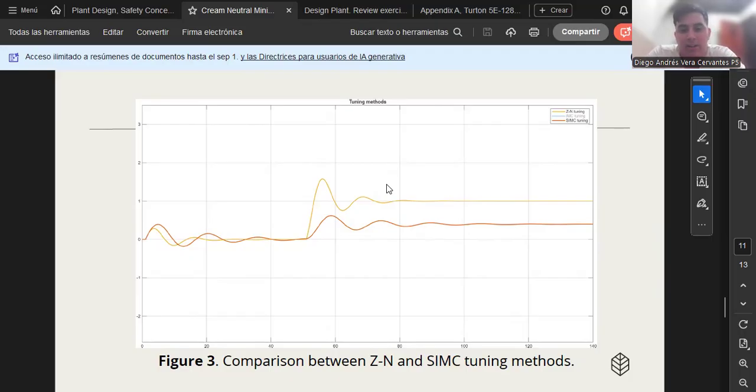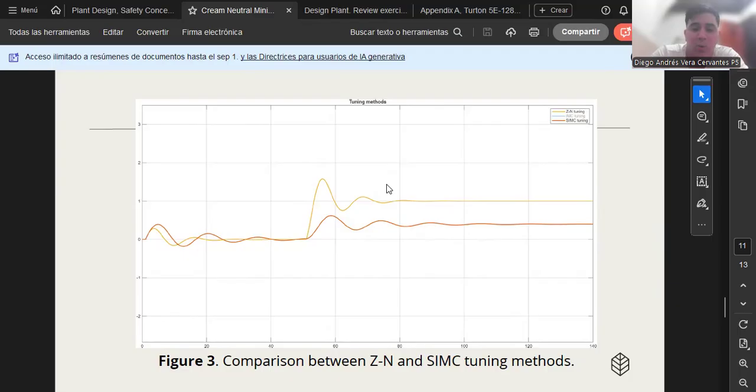On the other hand, the SIMC method provides a much more stable and controlled response. While it may look slightly slower at the beginning, it reaches the set point with minimal overshoot and good robustness against disturbances. This means the SIMC achieves a balance between speed and stability, making it more suitable for industrial processes with dead time and complex dynamics, such as the system we modeled.